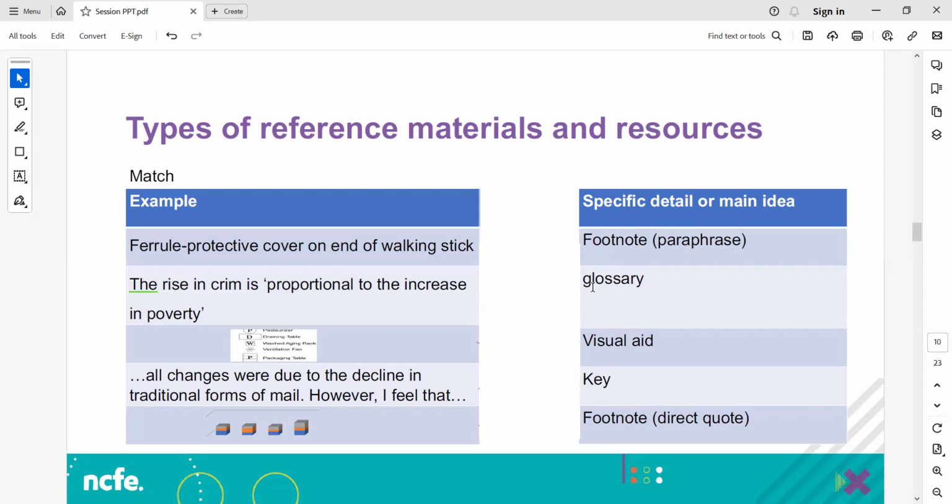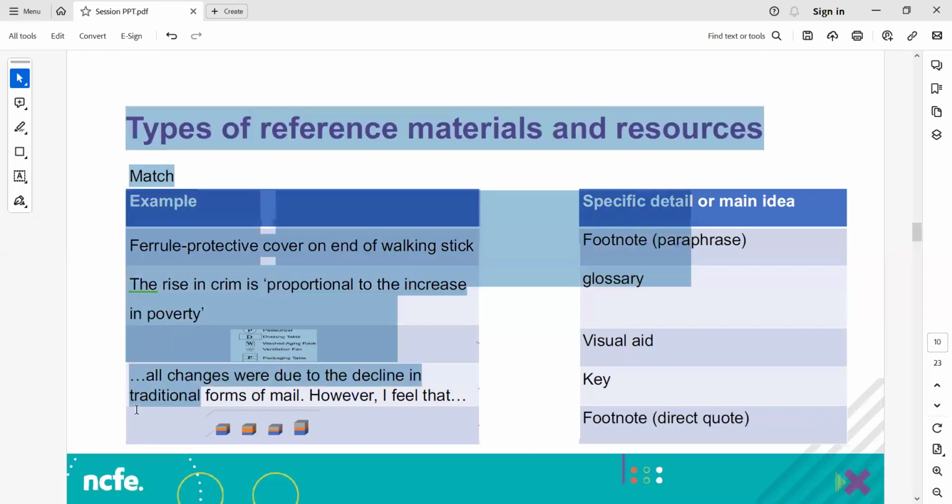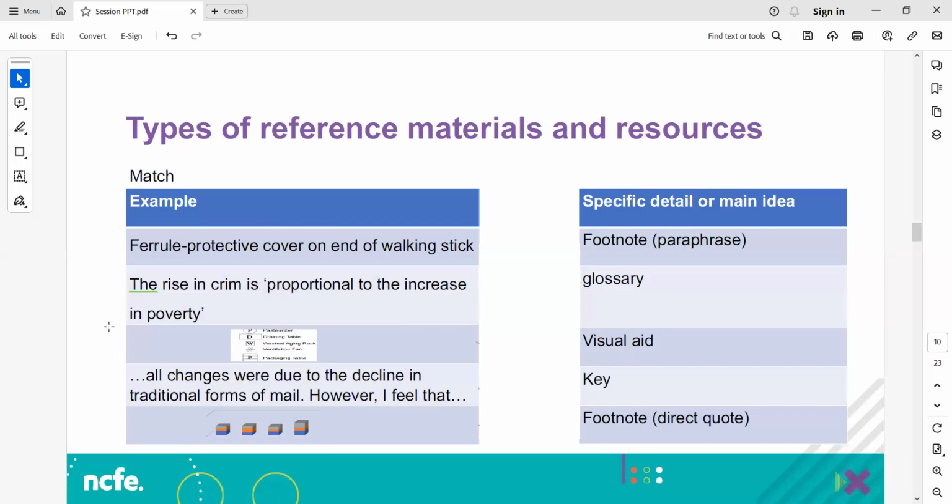Okay. So, first of all, a visual aid. A visual aid is a picture, a map, a graph, or a chart. So, can anyone see a visual aid on the left? Any of these items, a visual aid on the left. Which one is a visual aid? You can tell me whereabouts it is in the table.